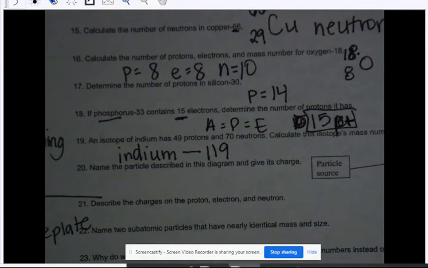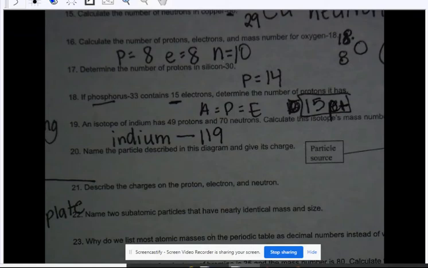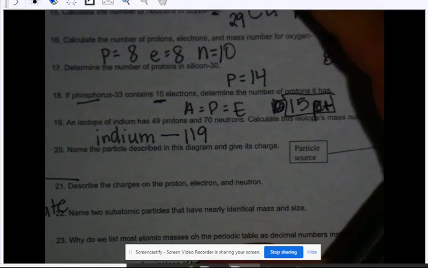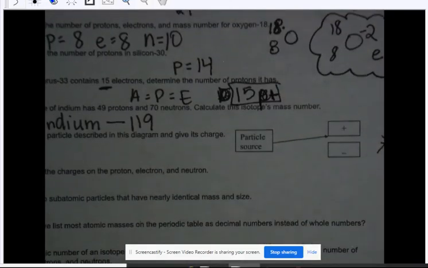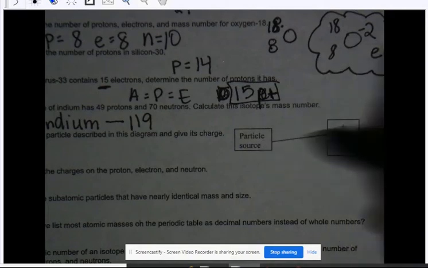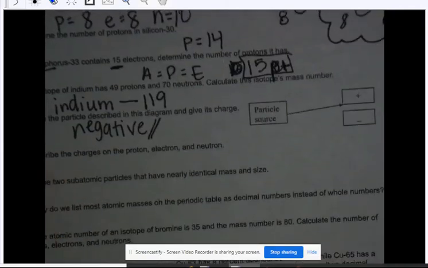Okay. All right, number 20. Here we go. This is more like what you're going to see tomorrow. Just hint, hint. You might put a little star here. All right, name the particle described in the diagram and give its charge. So if this is the particle and it's going that way, it's a negative charge. So which one is negative? Proton or electron? Electron.